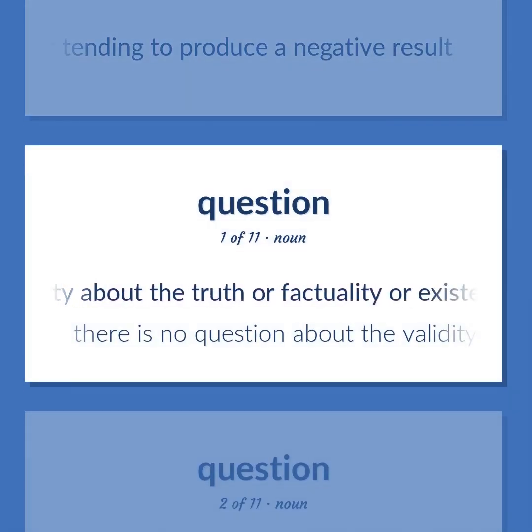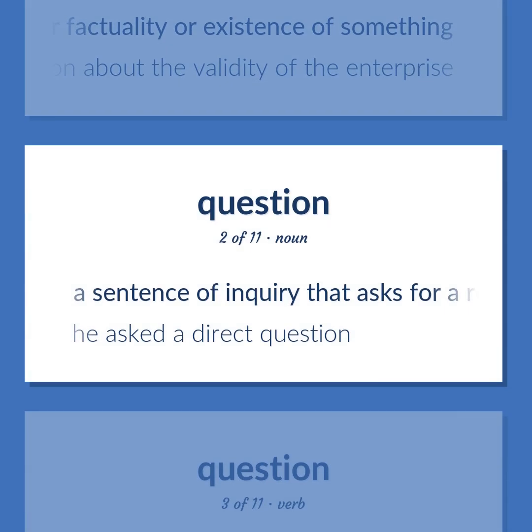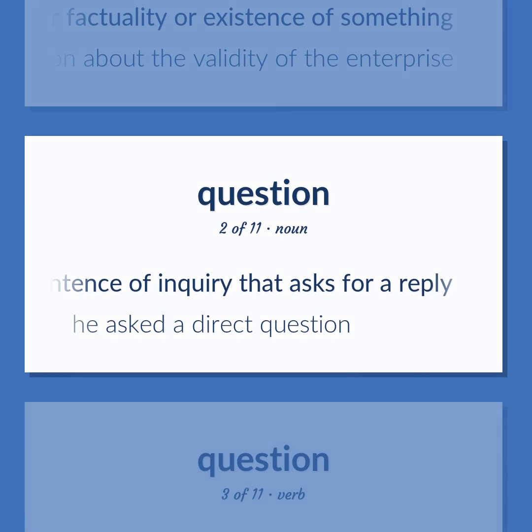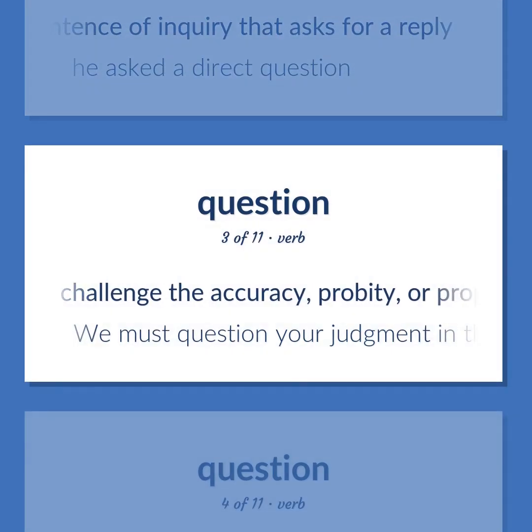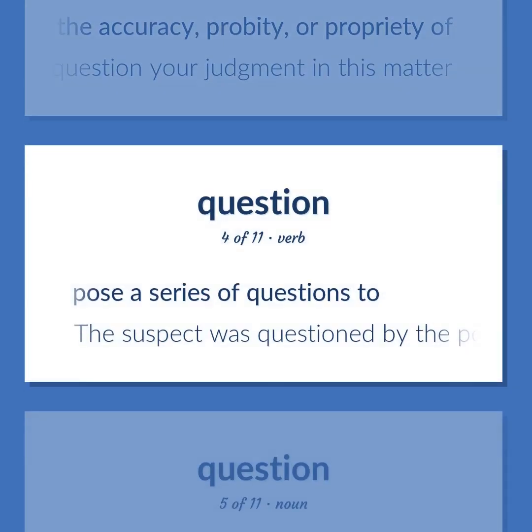Uncertainty about the truth or factuality or existence of something. There is no question about the validity of the enterprise. A sentence of inquiry that asks for a reply. He asked a direct question. Challenge the accuracy, probity, or propriety of. We must question your judgment in this matter. Pose a series of questions to. The suspect was questioned by the police.